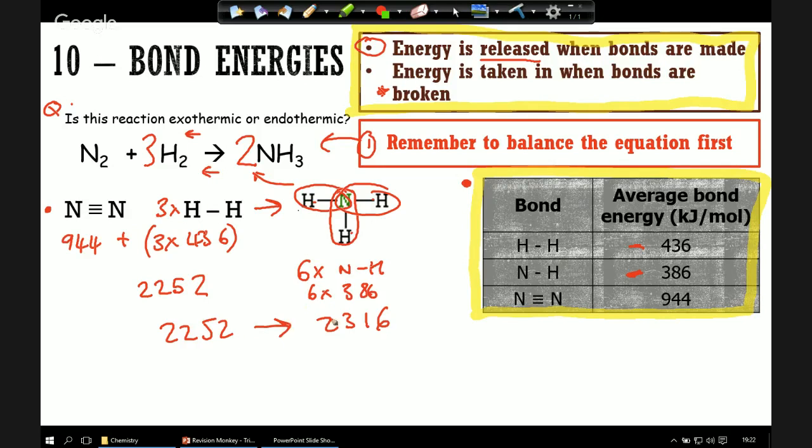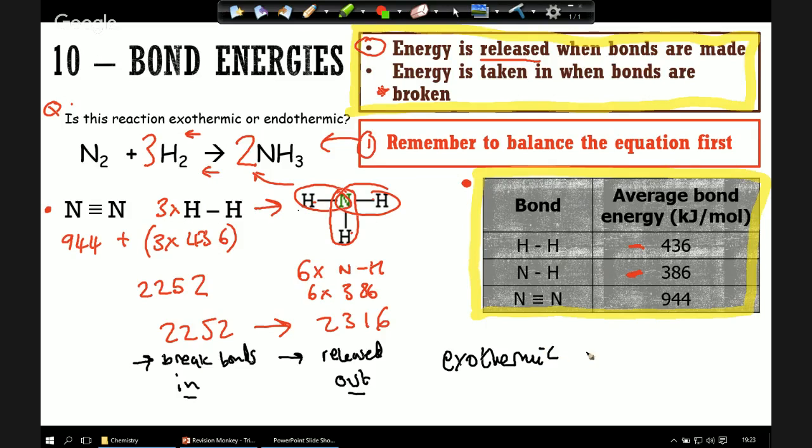So you can see that from the reaction we've gone from 2,252 to 2316. Now this is the crucial bit, and you need to remember that energy is released when bonds are made, energy is taken in when bonds are broken. So down here, this is the energy needed to break bonds. So that means that the energy has gone in. Whereas on the other side, this is the energy released when bonds are made, and therefore that's energy out. And if you write those key bits under your numbers, that will help you out a lot. So we know that that is an exothermic reaction.